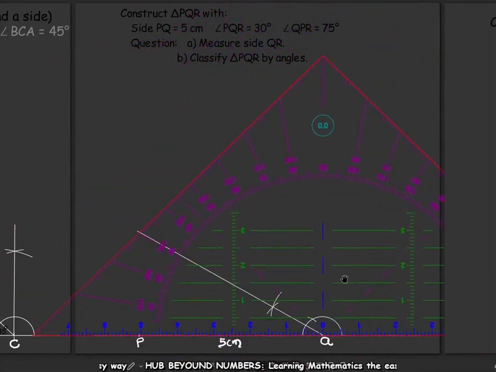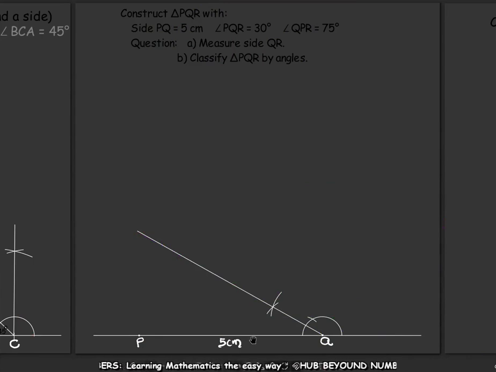So I put my protractor here, and as you can see, it passes through the 30 degrees, right? Okay. Now we have to construct angle 75 degrees on P. How do you construct 75 degrees? To construct angle 75 degrees, you first of all need to construct 90 degrees and also construct 60 degrees. And then you bisect the 90 and then the 60.